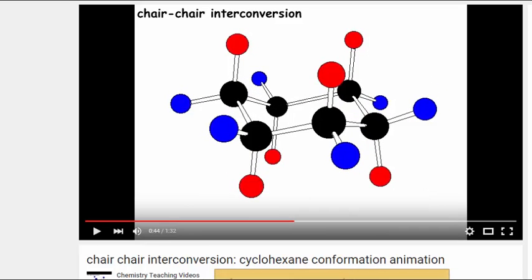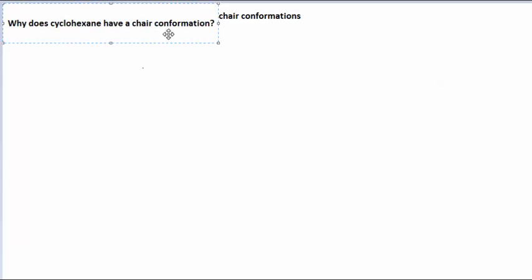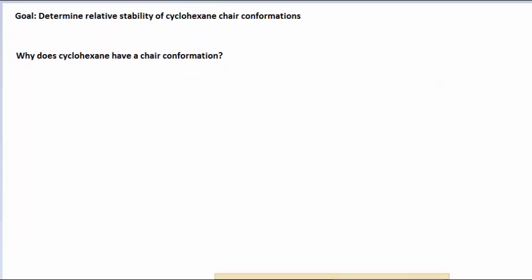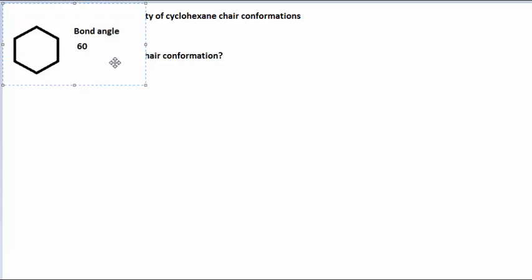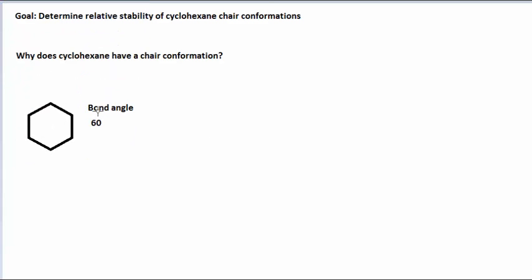Alright, let's talk about what we're seeing. So, first thing is, why is cyclohexane doing this? Or why does cyclohexane have what we were calling a chair conformation? Well, what you'd expect from your drawings is that you've seen this probably several times by now. Cyclohexane looks like a hexagon, or that's at least how we draw it.